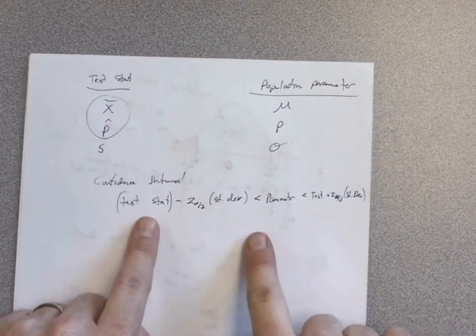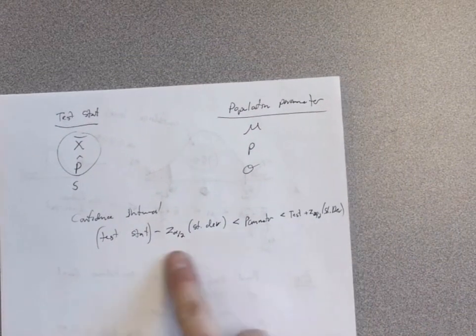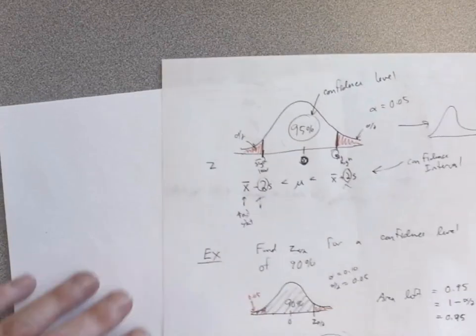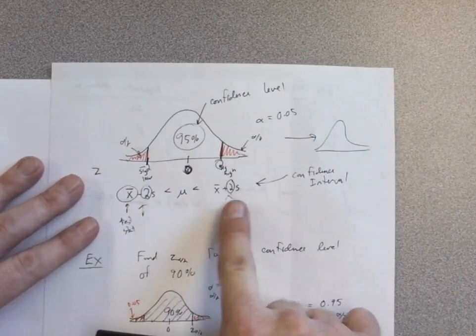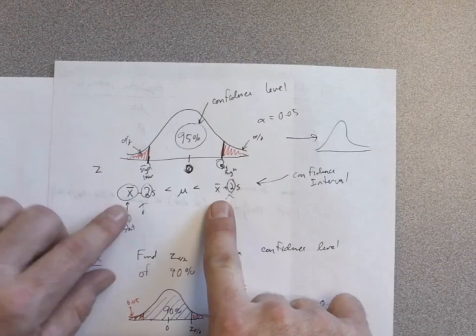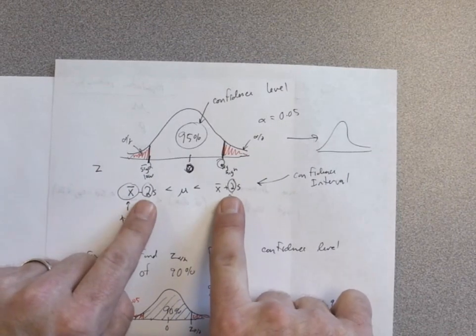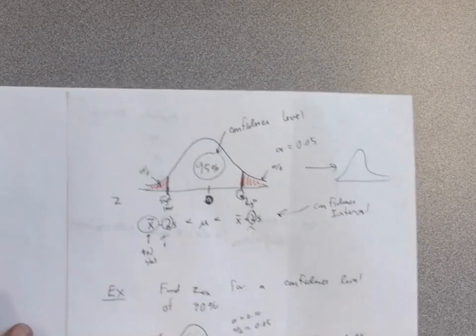You're going to have your test statistic. Boy, that came out really ugly. But just like we had here, you had your test statistic minus 2 standard deviations to your test statistic plus 2 standard deviations. The difference is we're not using plus or minus 2 anymore. We're going to get more accurate with these. Okay? We're going to get better with these numbers.